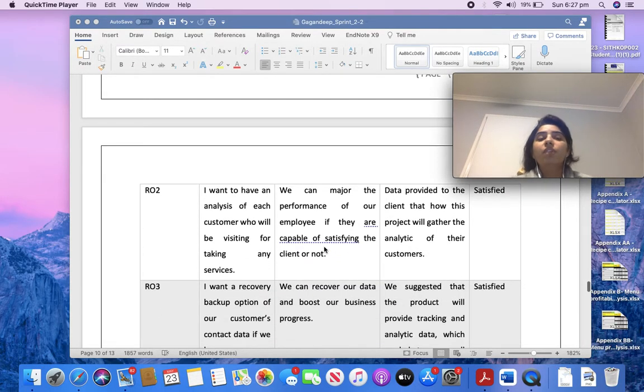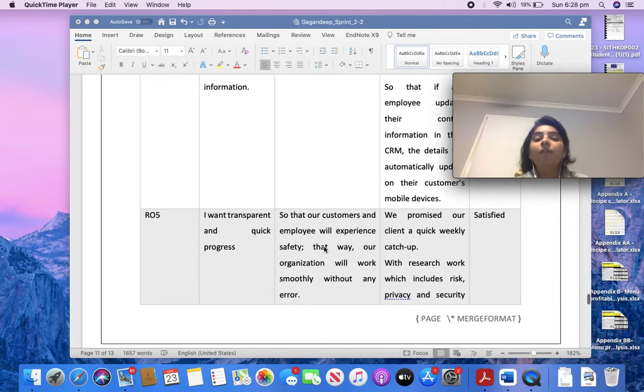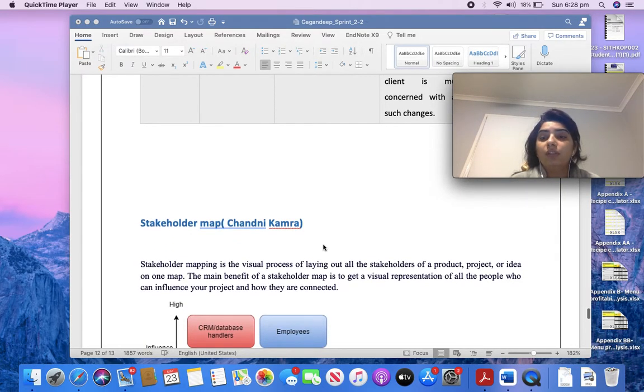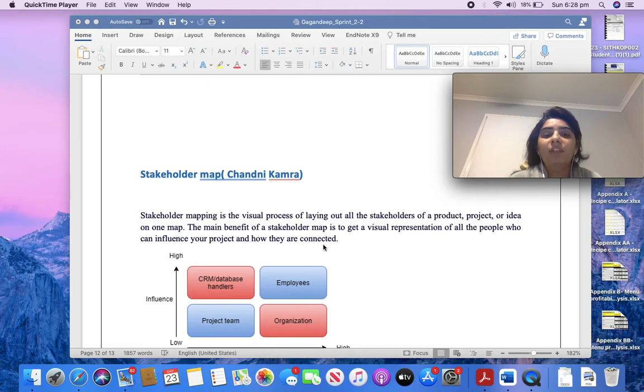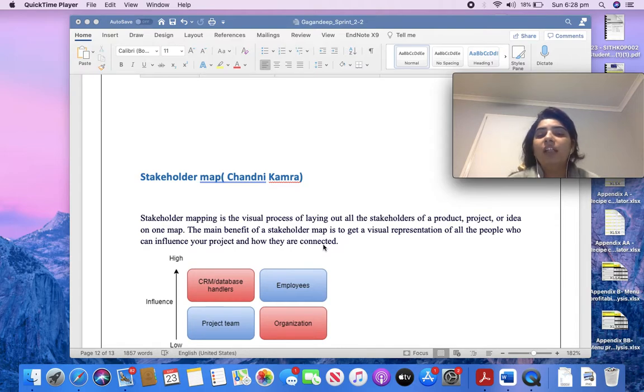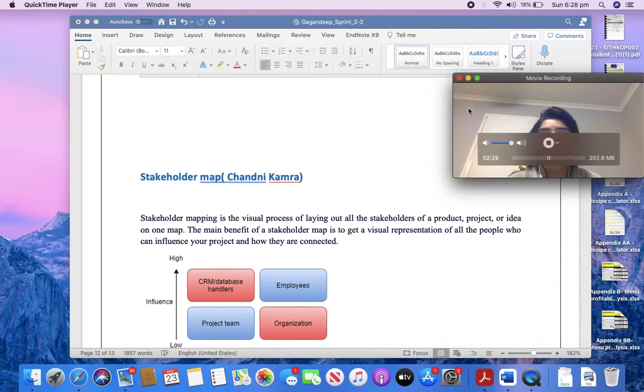Now a use case is how we explain with different diagrams. We took four or five different diagrams, of which I am explaining two. This one is the stakeholder map. Stakeholder mapping is the visual process of laying out all the stakeholders of the product, project or idea on one map. The main benefit of the stakeholder map is to get a visual representation of who is influencing your product and how.